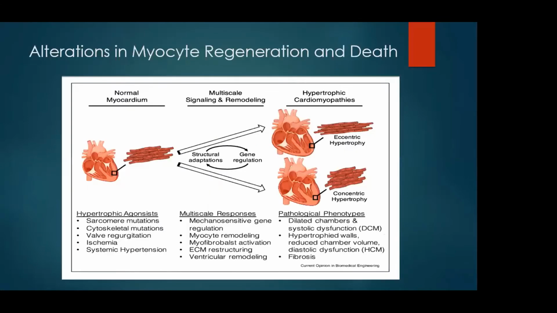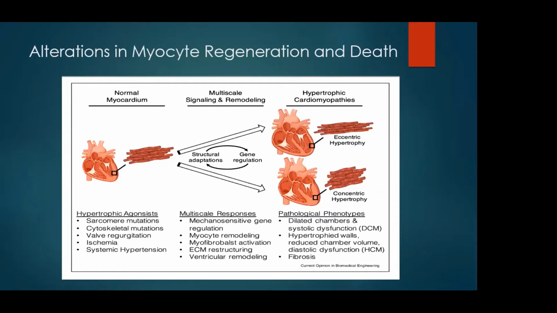And then there are alterations in myocyte regeneration and death that happen. So you have the heart muscle here, you have structural adaptations in gene regulations, and you have hypertrophic cardiomyopathies. It could be eccentric hypertrophy or concentric hypertrophy. Okay, so let's look at the mechanism. So hypertrophic agonists, the sarcomere mutations can happen, cytoskeletal mutations, valve regurgitation, ischemia, systemic hypertension. All this favors hypertrophy. And what are the multi-scale responses that can happen?